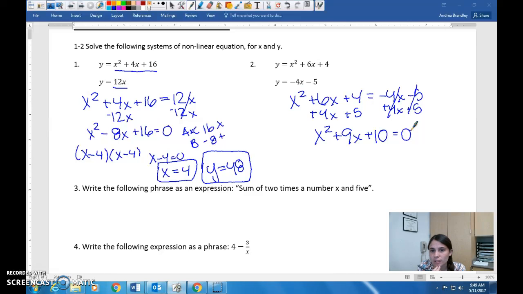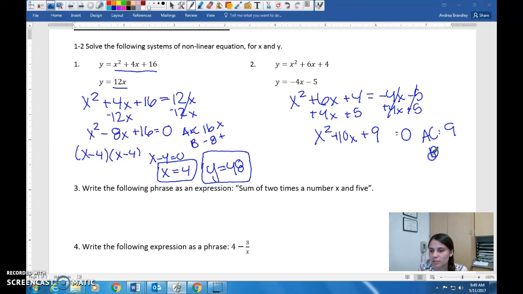Oh, I just did my addition backwards. I'm so sorry. 6 plus 4 is 10. So this is plus 10x. And 4 plus 5 is 9. That's going to make our factoring a lot easier.